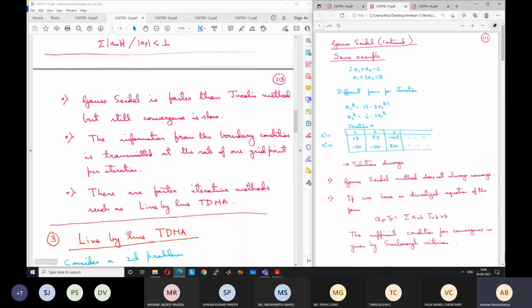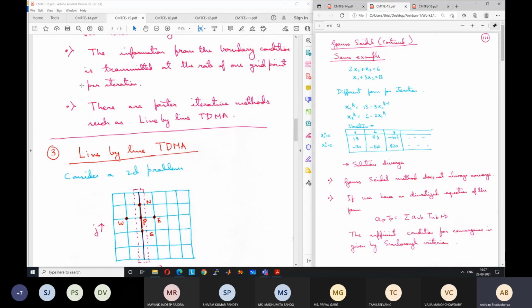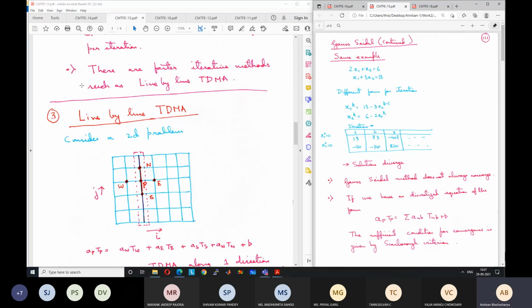One of these faster methods that we are going to see is known as line by line tridiagonal matrix algorithm, line by line TDMA. It's an extension of the TDMA method, and it's a very useful method. Many people use this in research work. Many other faculties also use it, and it is widely used. Let us try to understand this.